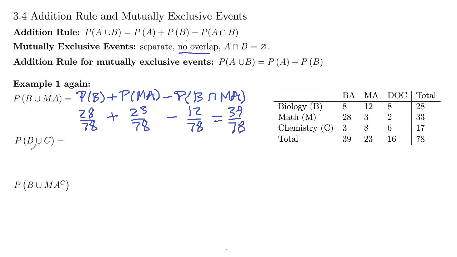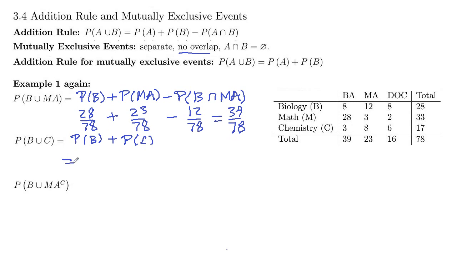Oh, what about the probability of B union C? So our biology majors, B right there, and then our chem majors, C right there. Well, there's no overlap between these, so we're going to add the two probabilities together, and we don't have any overlap to subtract out. So that's this case. Those events are mutually exclusive. There is no overlap. So we're just going to do the probability of a bio major plus probability of chem major.